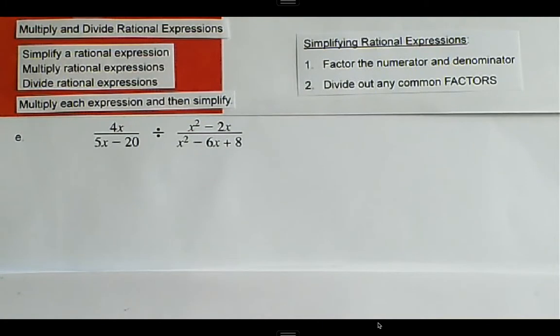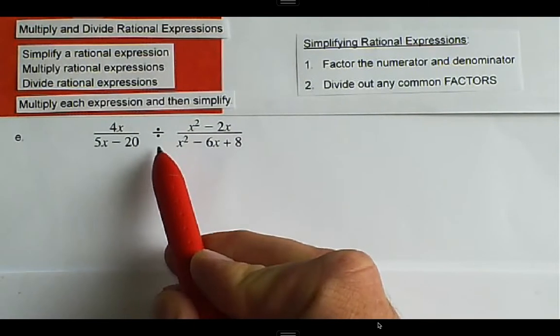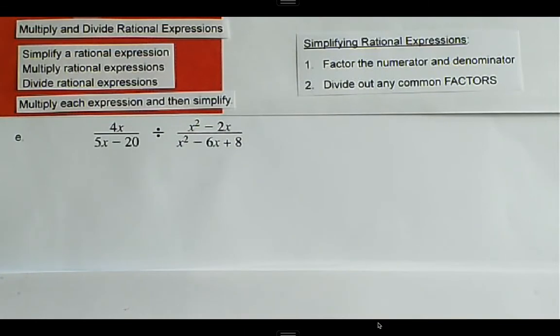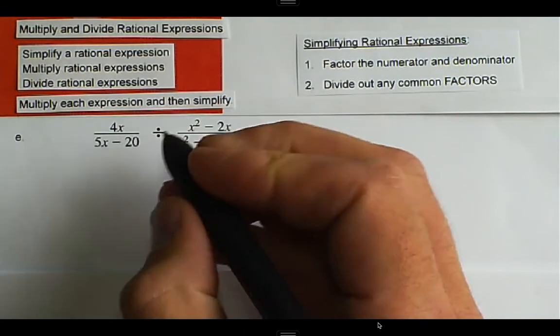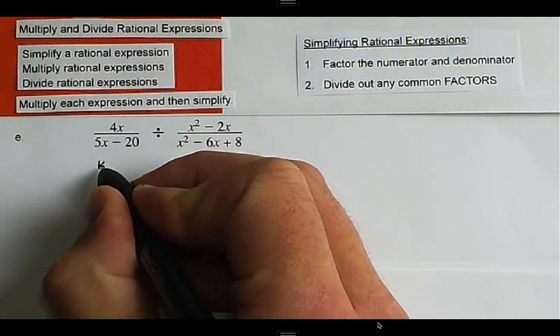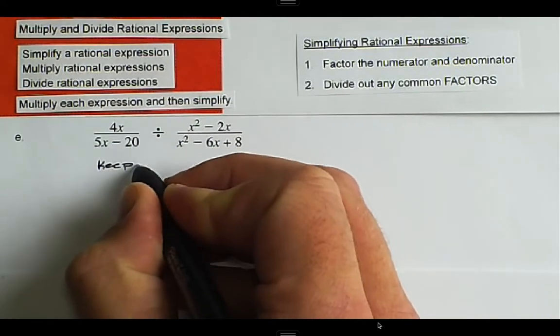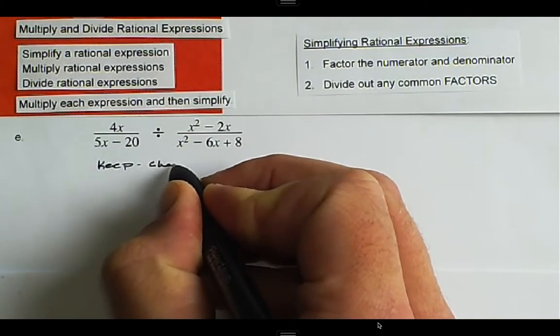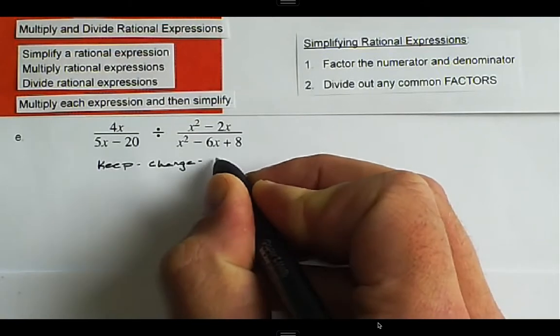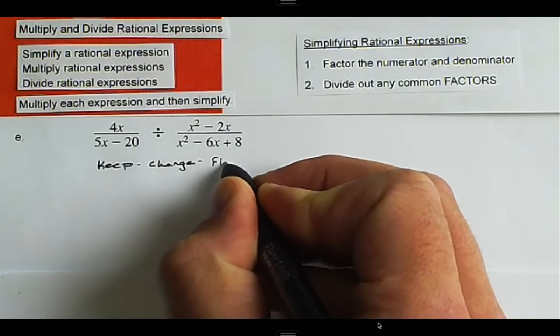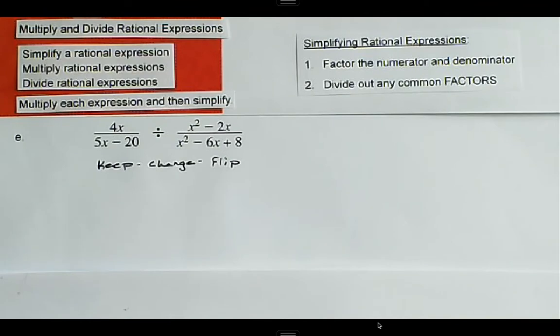We want to multiply and divide rational expressions, and then we want to have them in simplified form when we get done. So here we have division, and what we want to do is change that to multiplication. The way that we do that is we keep the first fraction, we change the sign, and we flip the last fraction when we're multiplying fractions.